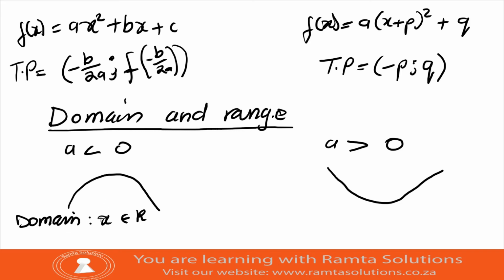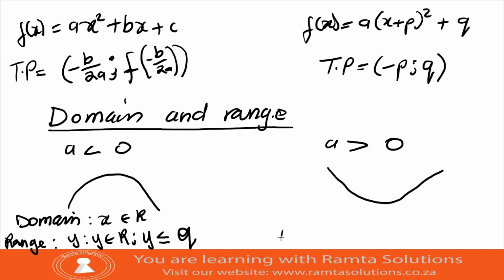Now, for the range, when a is negative, you can say y is an element of real numbers, but look at it, it can take all y values down there until this value here, which is a q value. So it can take all values of q and below. Hence I'm saying y is less than or equal to q when a is negative. Now, remember, for the domain, it does not matter if a is positive or negative. Domain will always be x is an element of real numbers.